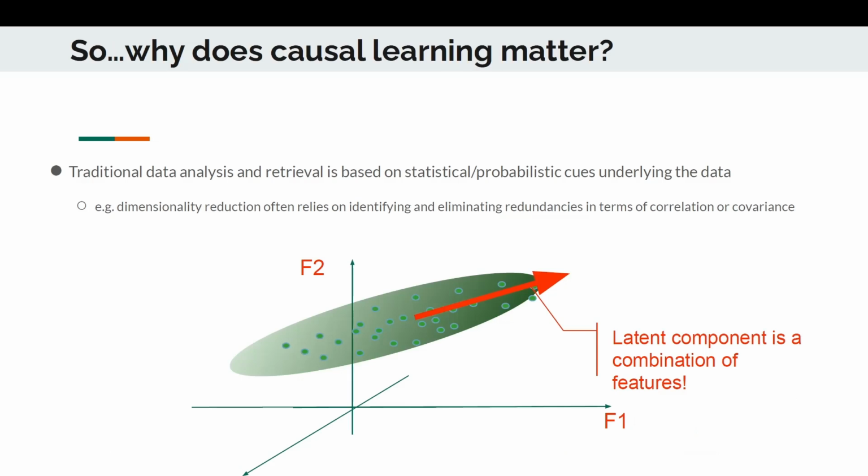So why does causal learning matter? Why do we have a need to use this? To answer this question, we need to look at what happened before, the existing approaches that try to answer the question why. Up until now, we have used traditional data analysis approaches, machine learning or different statistical approaches. And they relied on statistical or probabilistic approaches to understand data.